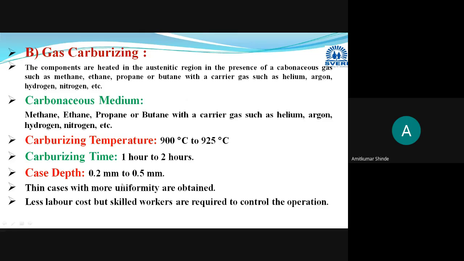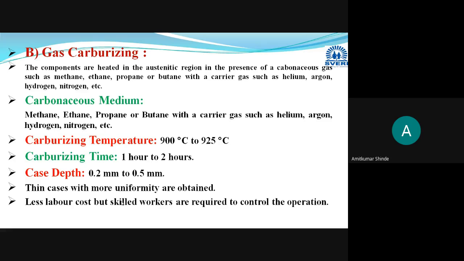Here uniformity will be more, and labor cost is very less. We can use fewer or minimum labors, but whichever labors are there should be properly trained, skilled workers, required to control the gas carburizing. Here you have to control the amount of the gases properly. If the amount of gases is not controlled properly, some blind spots may occur.